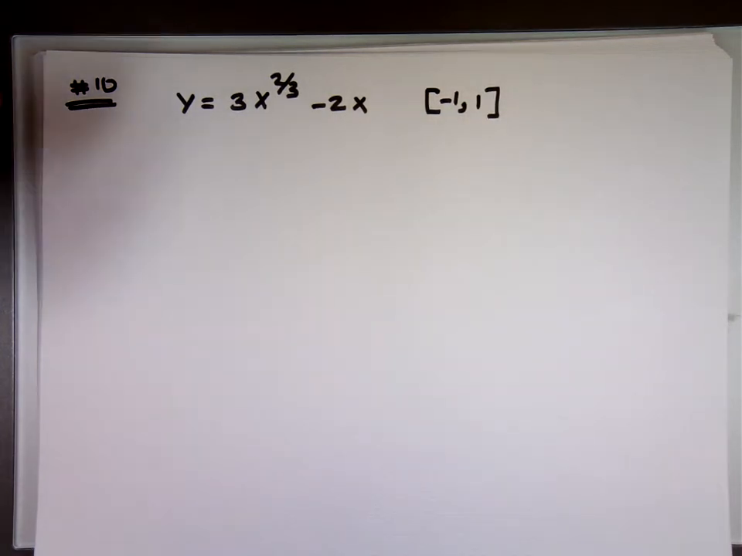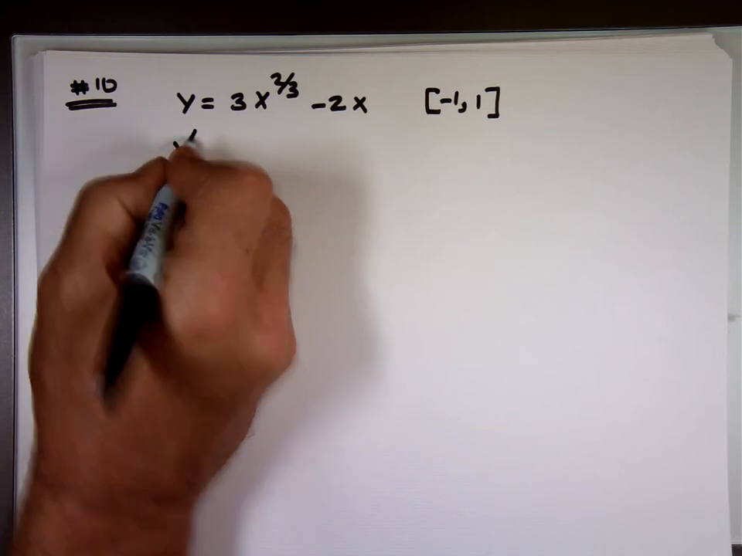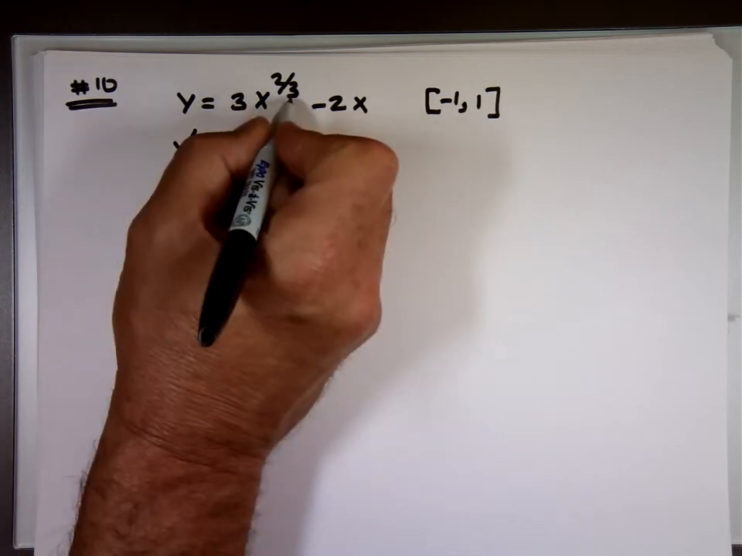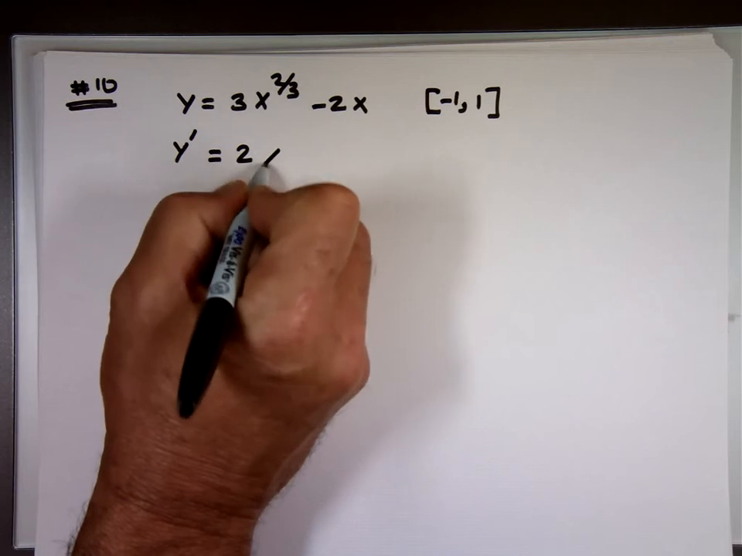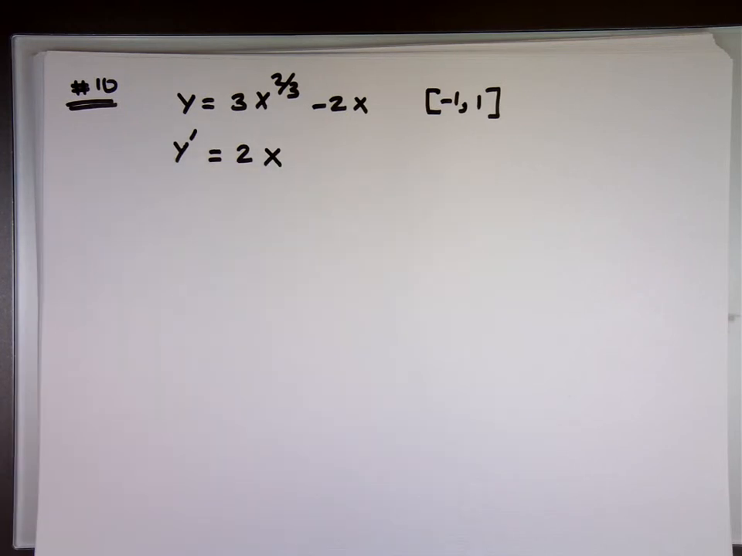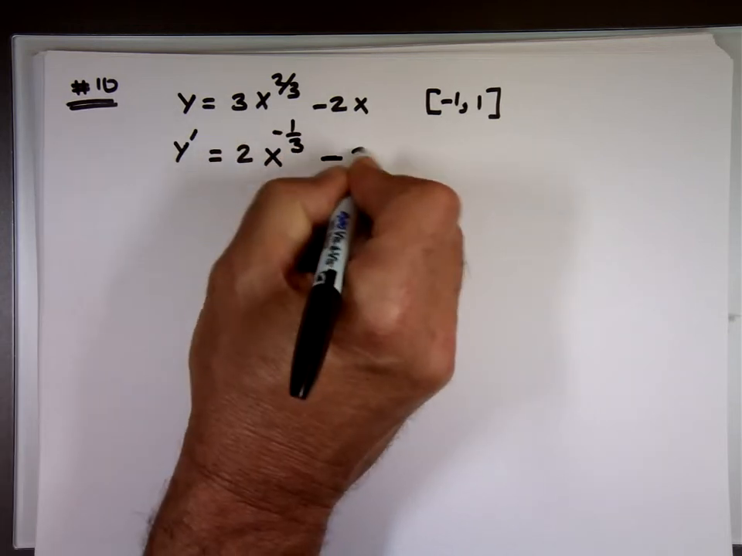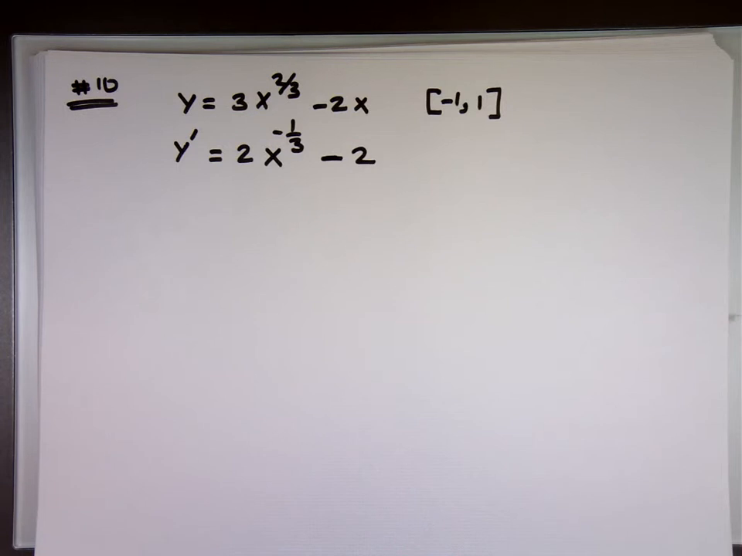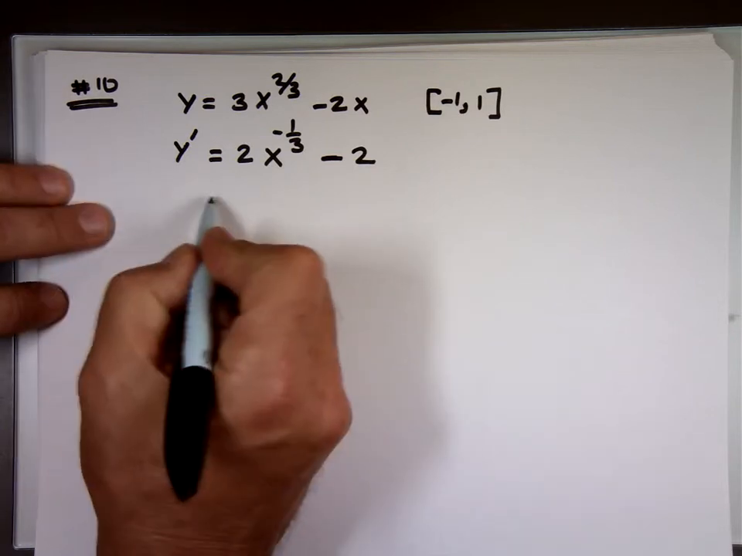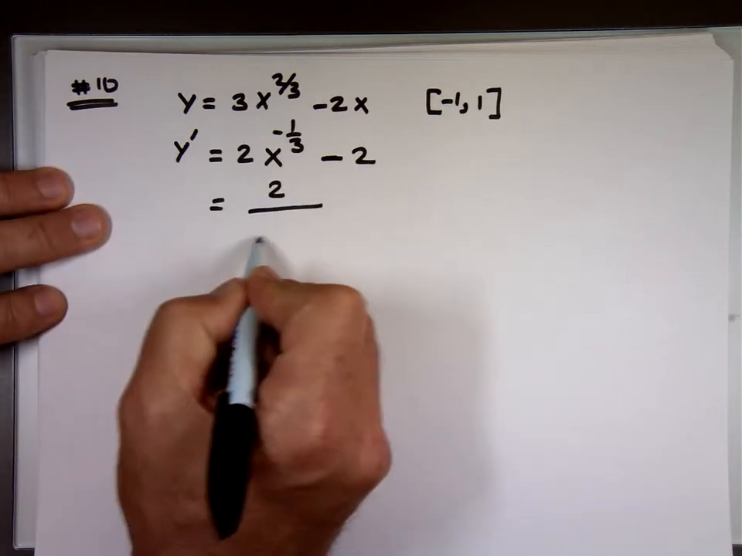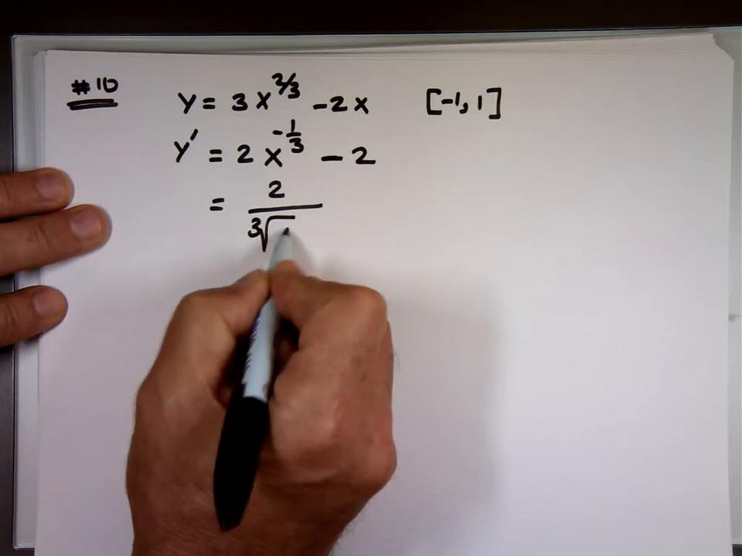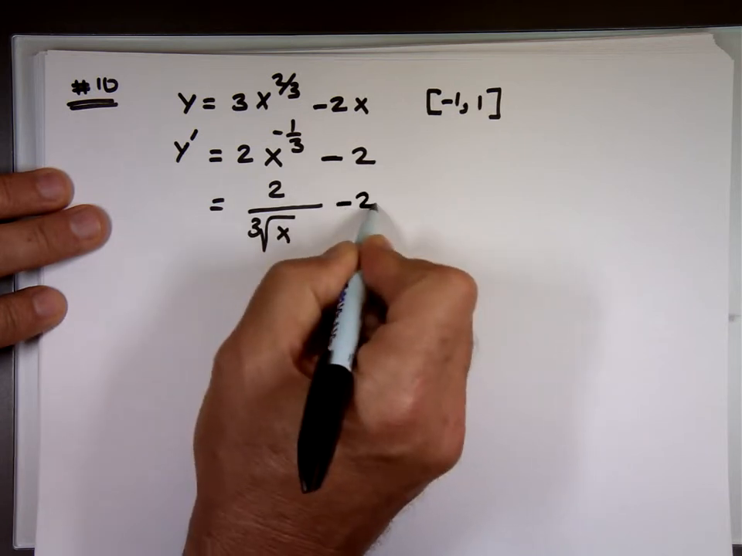Well, we need the derivative. Let's find the derivative first. 3 times 2/3, that's a 2. x to what power? Minus 1/3, minus the 2. Now, can you rewrite that? That's 2 over the cube root of x, minus the 2.